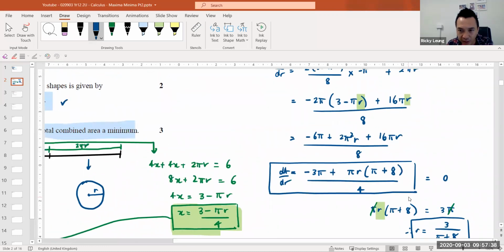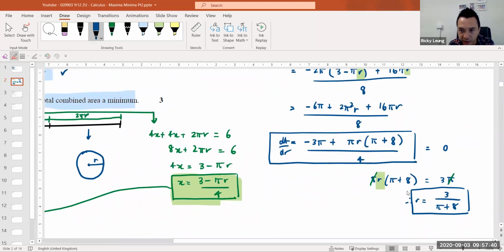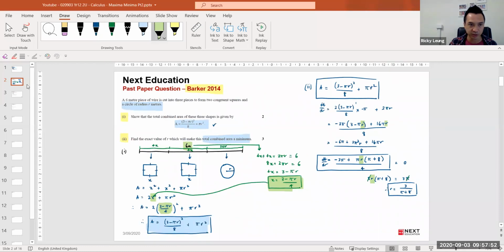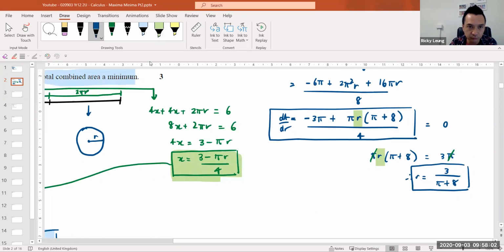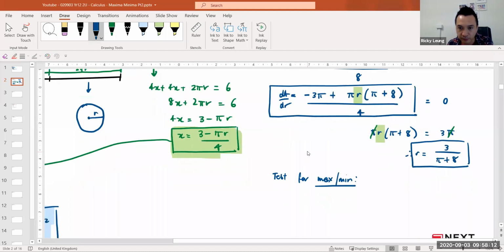I'm going to have a quick glance at this. It looks messy, but it's a linear expression, which means when I test for max min, it's very easy just to differentiate again. So let's test for max min. I think I'm going to run out of space, so can I click and drag a space over here? I won't need the extra space, because once I test for max min, that is my answer. I'm just finding r.